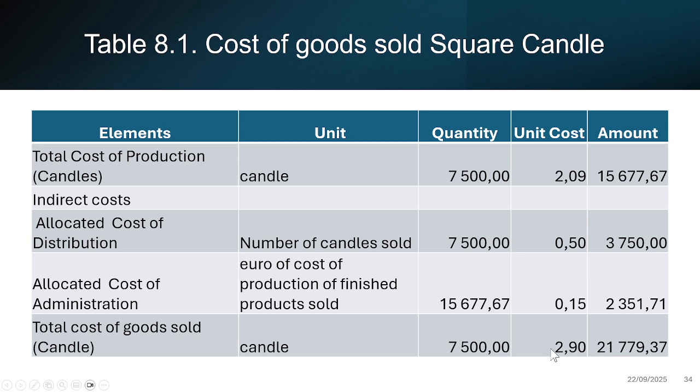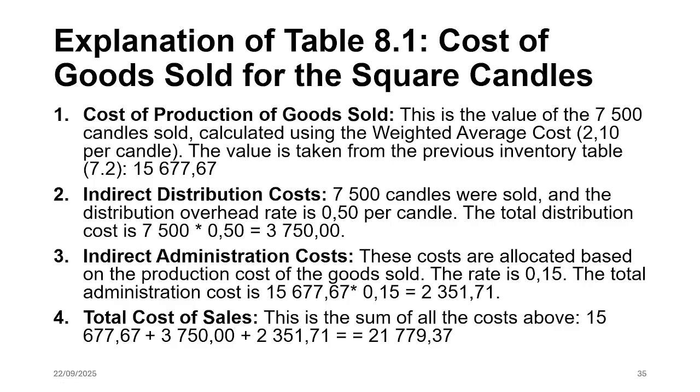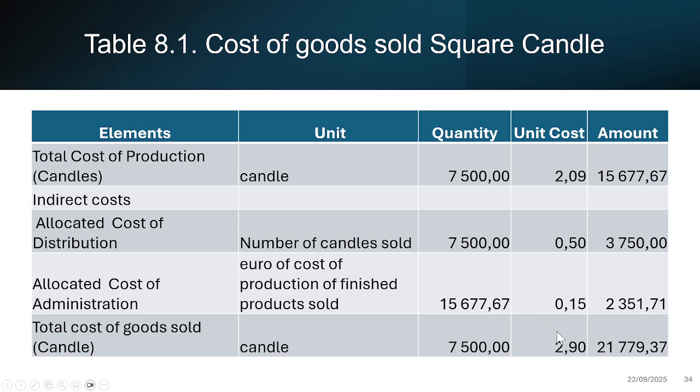So the total cost of goods sold now is the sum of the above costs, which should be 121,779. And if you want to know the total cost of goods sold per unit, you use the total amount divided by the total quantity, and you have 2.90.